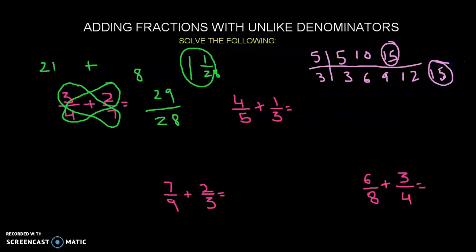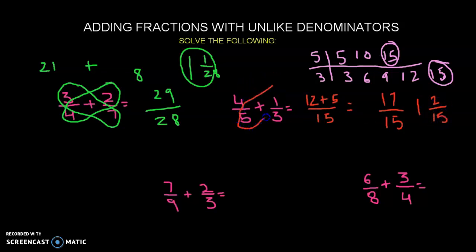Yeah. So 15, and that's the denominator. So we put 15. It's 4 times 3, right? So that's 12. And plus 5, right? And then that's going to be 17 over 15. So that's 1 and 2/15.